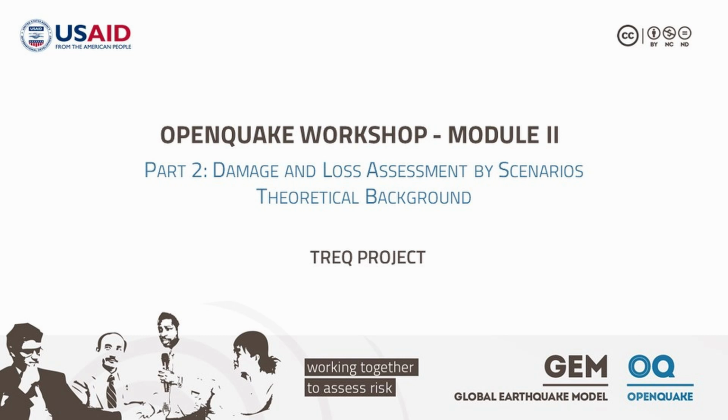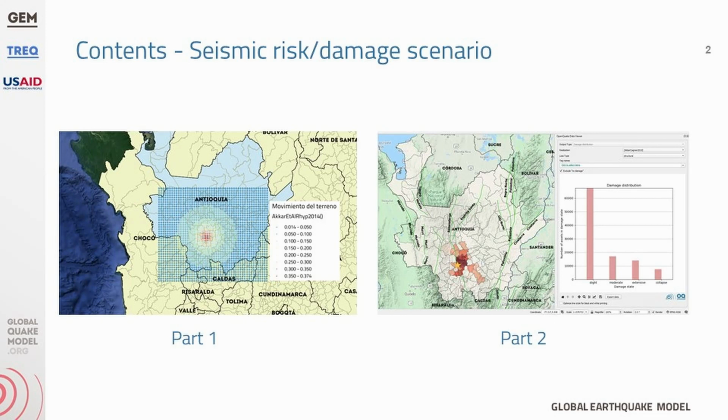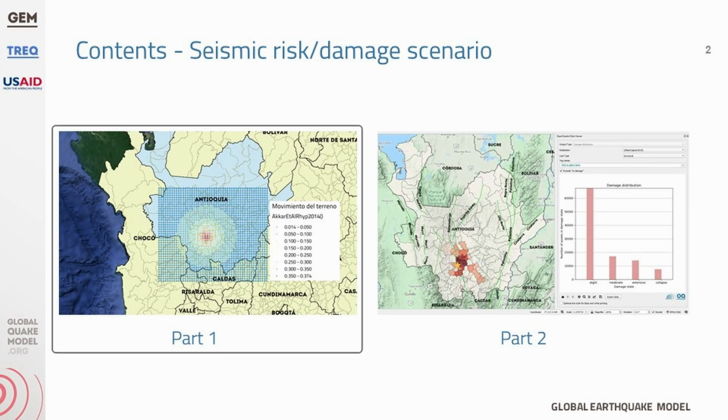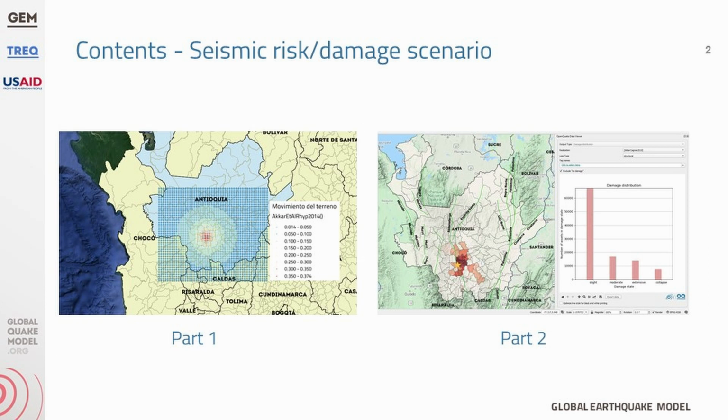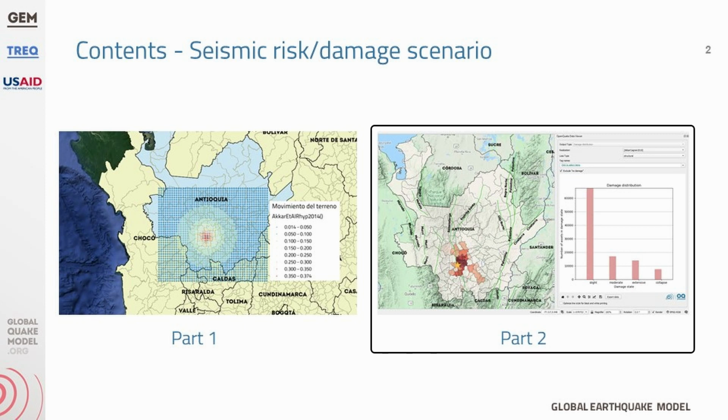In this video, we demonstrate how to perform damage and loss assessment for earthquake scenarios using the OpenQuake engine. In previous videos, we learned how to estimate the distribution of ground shaking in an area affected by an earthquake rupture. We generated ground motion fields and studied the variability of ground shaking intensity using OpenQuake tools. In this video, we will discuss concepts of exposure and seismic vulnerability to estimate damage and losses using the same earthquake rupture.